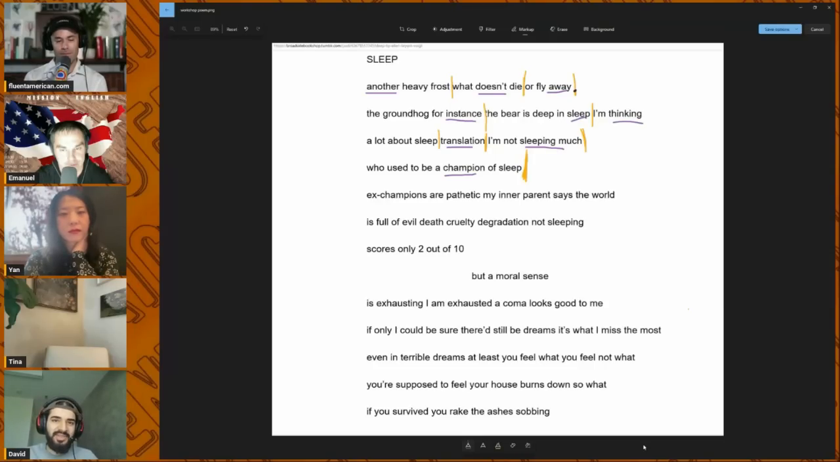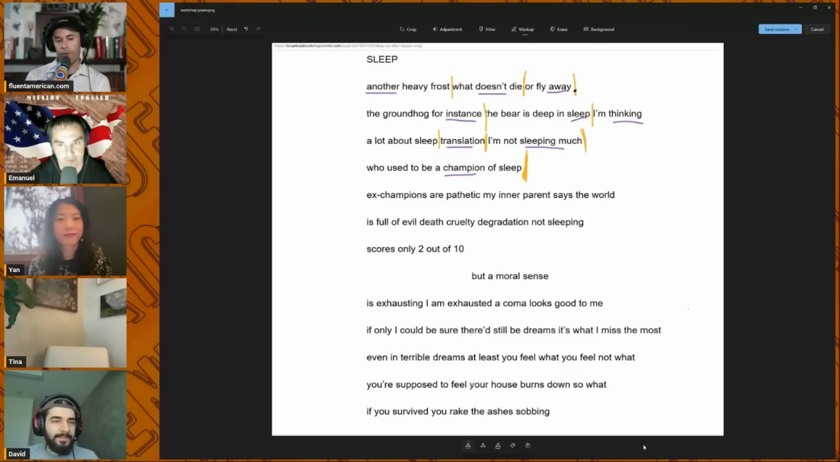The groundhog, for instance, the bear is deep in sleep. I'm thinking a lot about sleep. Okay, I could hear the pitch shift a lot on "I'm thinking a lot about sleep." I didn't get it as much between your first two thought groups. I tried to go lower on the second note. Then maybe we need to push a little lower. The groundhog, for instance, the bear is deep in sleep. I'm thinking a lot about sleep.